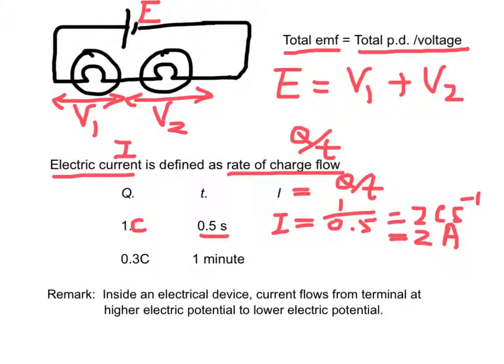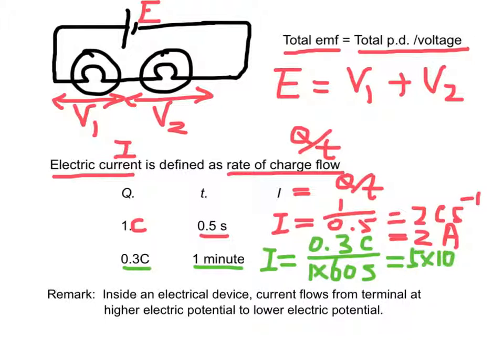For the second example, Q is 0.3 coulomb and time is 1 minute. Therefore, the current is equal to Q, 0.3 coulomb, over time, 1 minute times 60 seconds. Therefore, it is equal to 5 times 10 to the power negative 3 coulomb per second, or we say equal to 5 times 10 to the power negative 3 ampere, or we can even say equal to 5 milliampere. 1 milliampere equals 10 to the power negative 3 ampere.